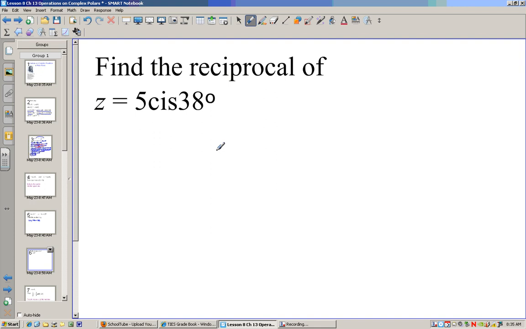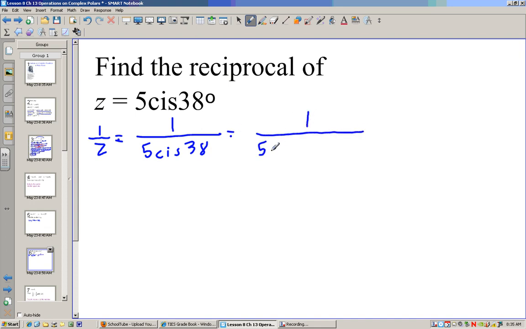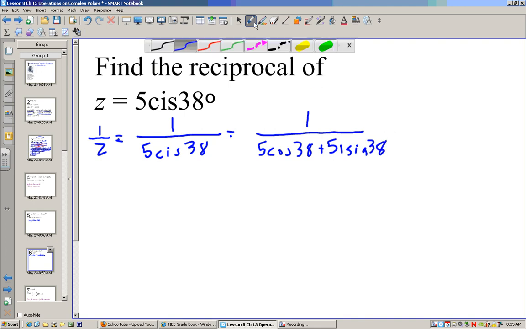Now let's find the reciprocal. The reciprocal is 1 over z. So we'll start with 1 over 5 CIS 38, which is 1 over 5 cosine 38 plus 5 i sine of 38. Now what we're going to want to do here is multiply by the conjugate. So we're going to multiply by 5 cosine 38 minus 5i sine of 38.